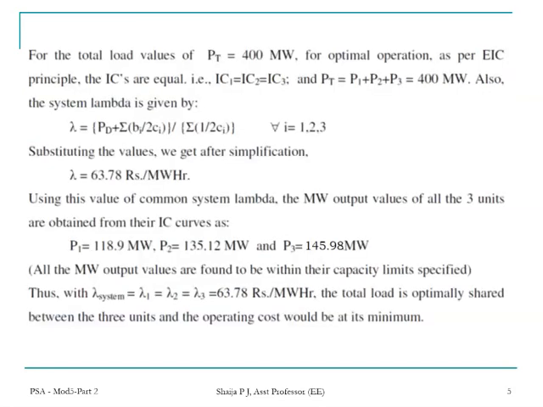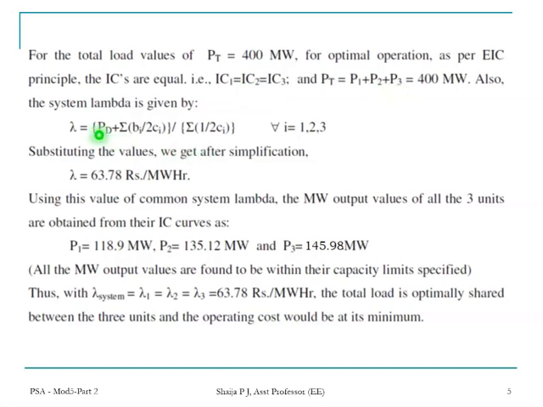Now, the total load P total is given as 400 megawatt. That is the P demand. For optimal operation, we have to apply the equal incremental cost criterion. That means ICs are to be equal, that is IC1 equal to IC2 equal to IC3. And P total is 400, P1 plus P2 plus P3 equals 400. So these are the two equations.